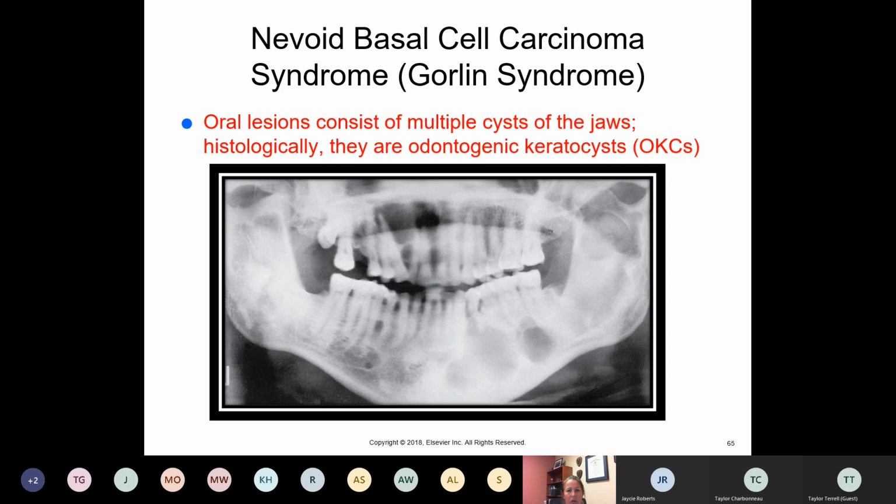Here is an image that's showing some oral lesions. We see the multiple cysts in the jaw, and these are odontogenic keratocysts like we were talking about. They can cause scalloping around the roots of the teeth, and they can become quite large.